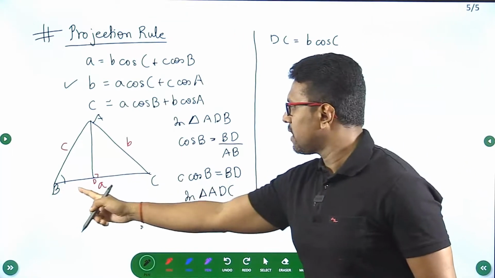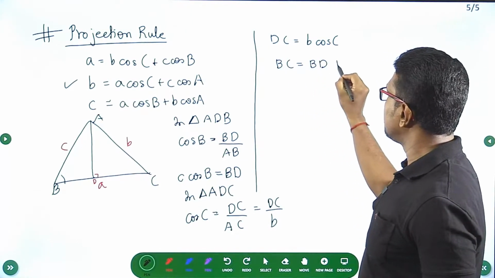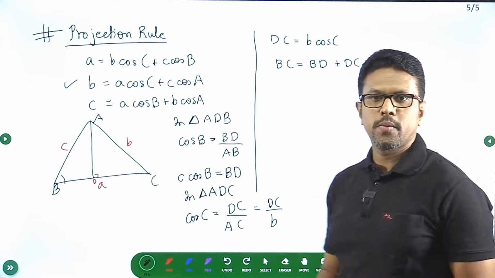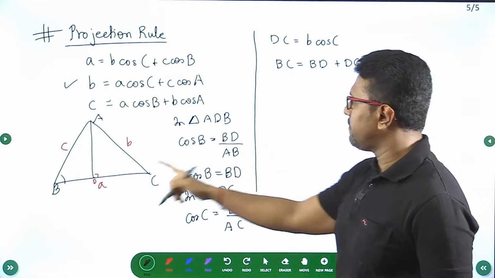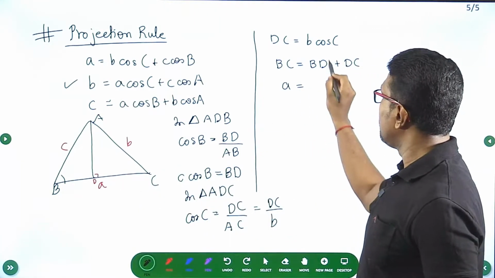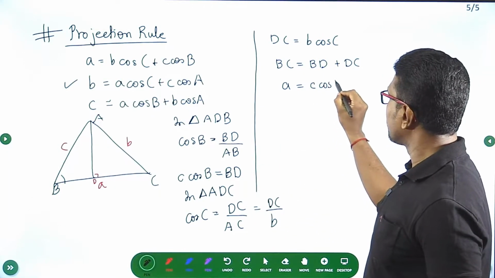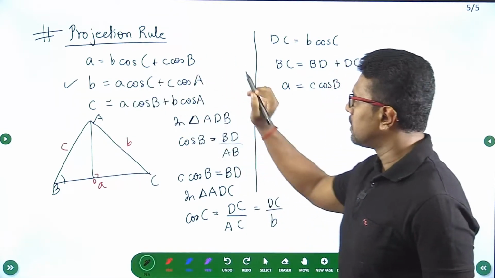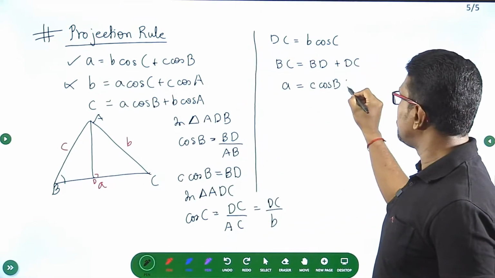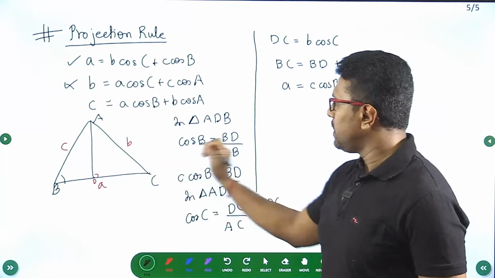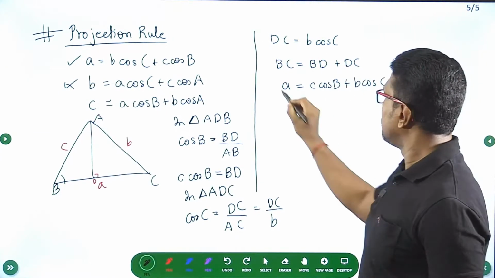So finally, what is the value of BC equal to? Correct. BC will be equal to BD plus DC. Simple addition, because the points B, D and C are collinear. So here we can write: what is the BC value equal to? That is a. What is the BD value equal to? See the value of BD here: c cos B. Okay, I am proving for the A part only, because I drew the triangle that way. And here c cos B plus, what will it be here? This will be b cos C. So this is what we will be getting.